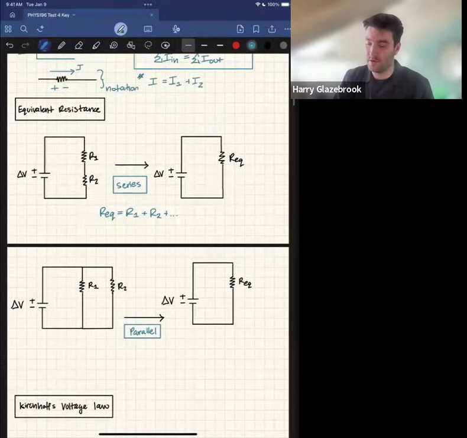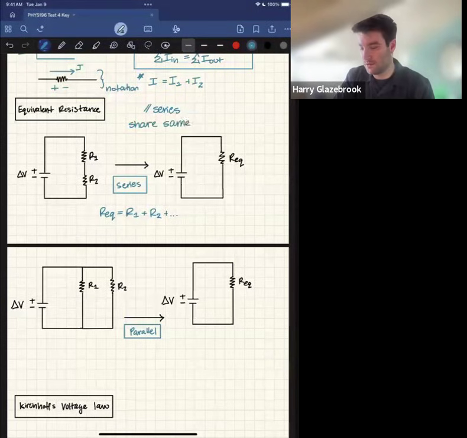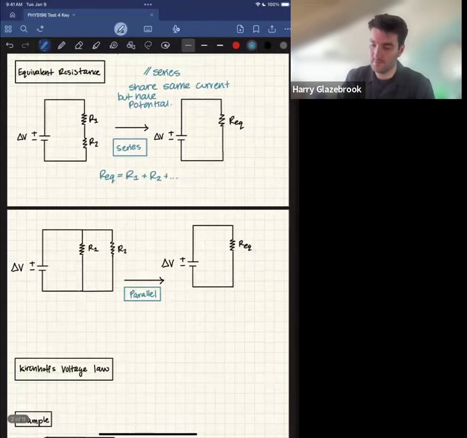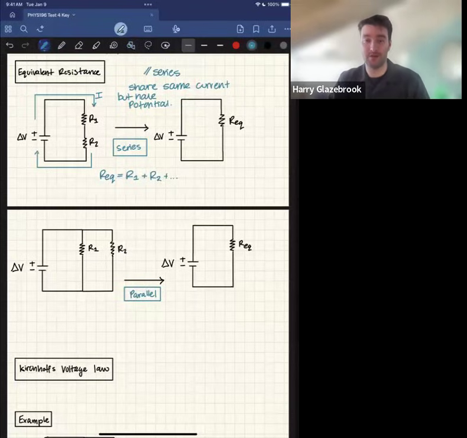Some things to keep in mind for resistors that are in series. They're going to share the same current, but have different potential difference across them. So to write that out, if there's a current I flowing through here, you can kind of see it easily. Remember how I said there can only be one current per wire? We only have one wire in this circuit, so we only have one current. So the current going through R1 has to equal the current going through R2, and that just equals the current in the entire circuit.